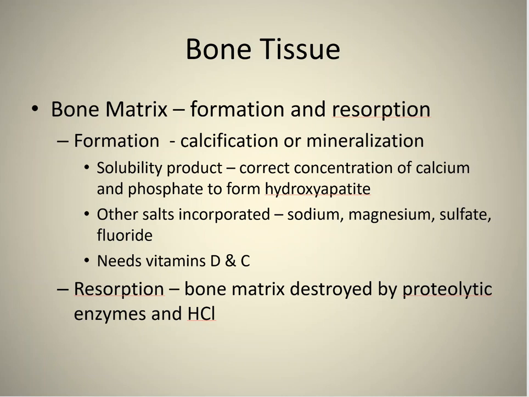So making bone is called bone formation, and breaking down bone is called bone reabsorption. And the formation is calcification and mineralization. And the solubility product is the correct concentration of calcium and phosphate to form a hydroxyapatite. And this is why calcium is always more concentrated outside of cells, and phosphate is always more concentrated inside of cells. Because if you put enough of them together, you'll make bone. And you don't want to make bone where you don't want to make bone. That's called an ectopic calcification.